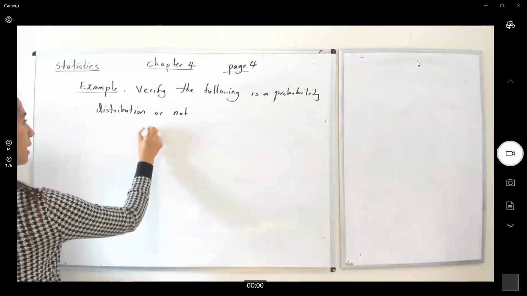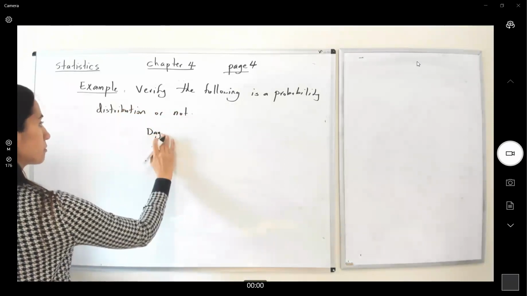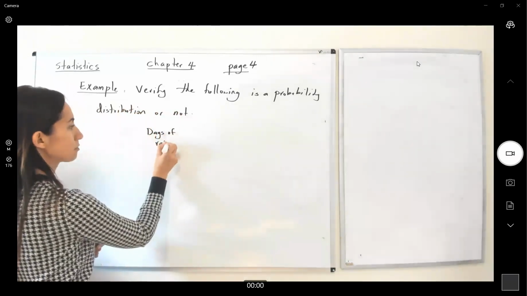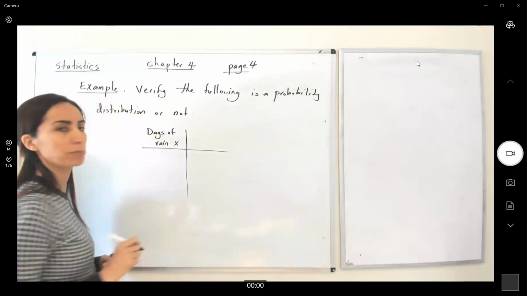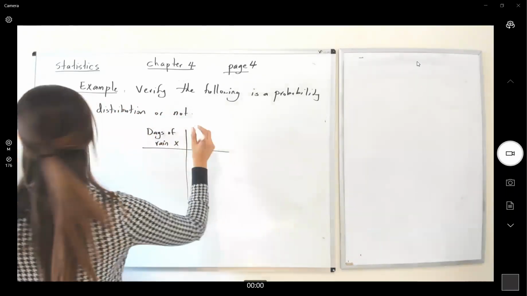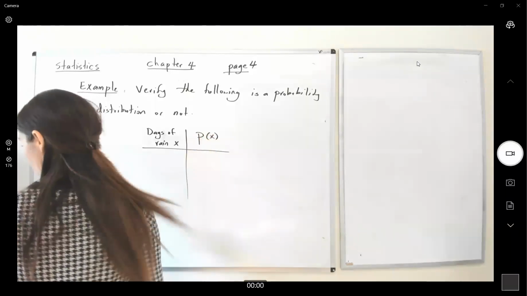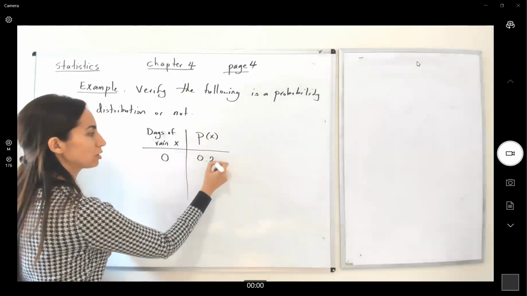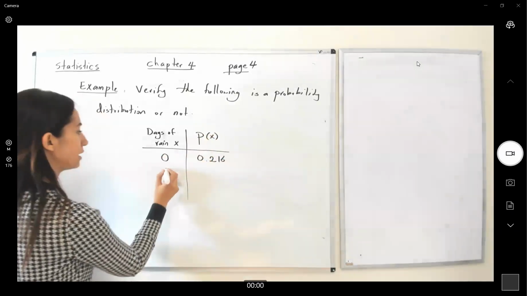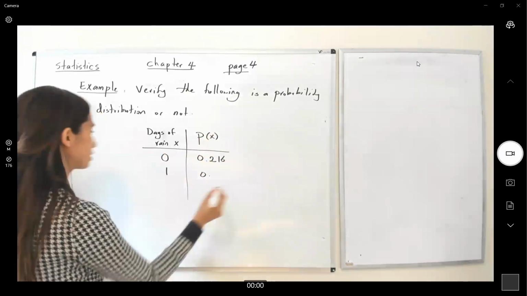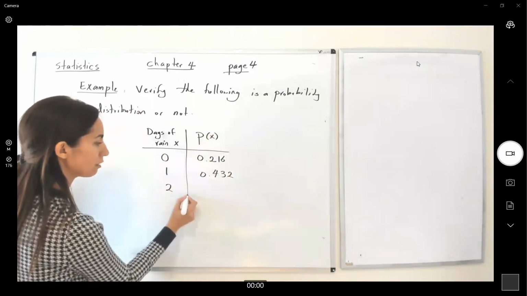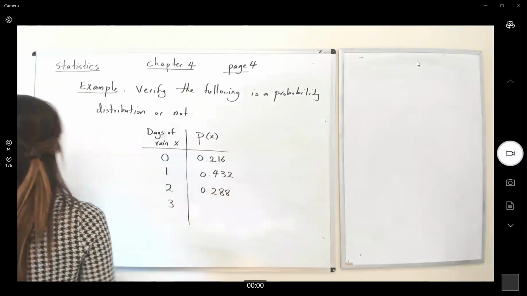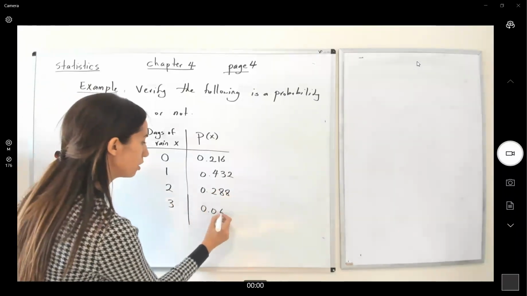This table is days of rain, which is your variable, x, and they found some probabilities for those variables, p of x, as follows. 0 days of rain, the probability they found is 0.216. 1 day of rain, the probability they found is 0.432. 2 days of rain, the probability that they found is 0.288. 3 days of rain, they found probability to be 0.064.